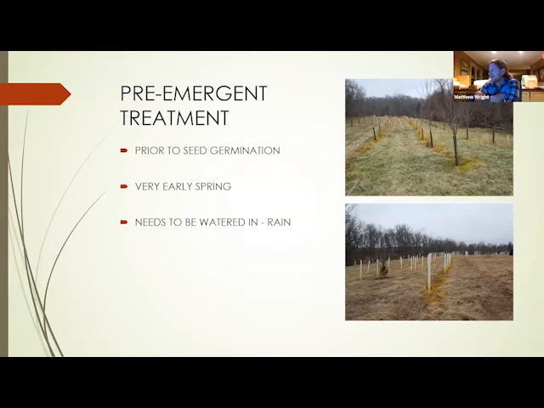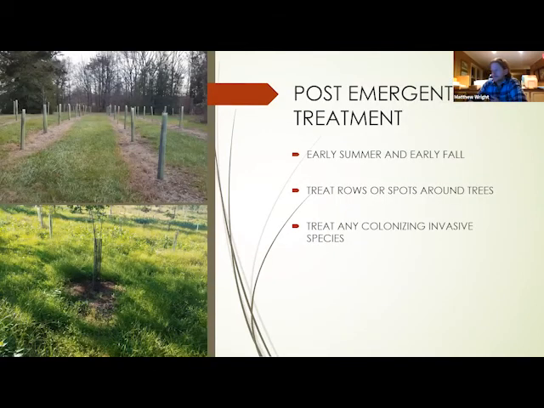So really on sites with large scale plantings like these, that's going to be the rain, so you want to time this so you can get some rain on it. It acts as a barrier. And then post-emergent treatment. This is the most common, and this is what we use. We either do strips or spot spray around the tree. You want to time this maybe two times a year: early summer and early fall.